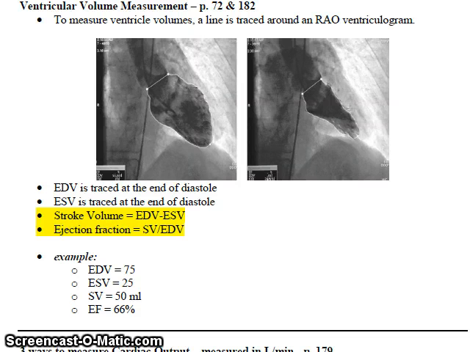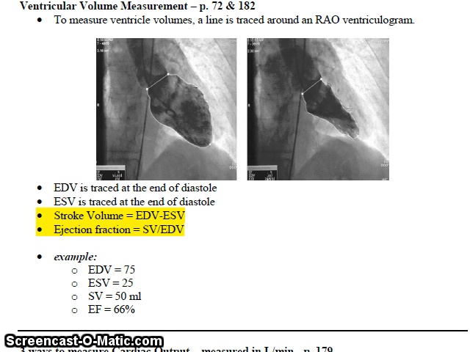Okay, we're going to start with ventricular volume measurement. This is explained on pages 72 and 182 of your textbook, and it does a pretty good job of explaining this, so I do recommend reading those pages also. So this is how ventricular volume measurement is done.